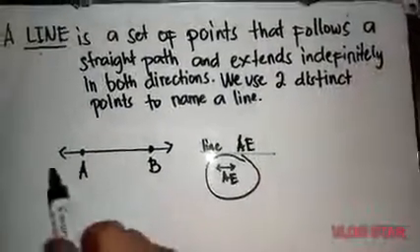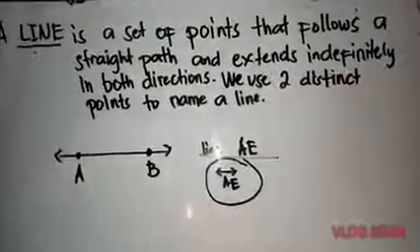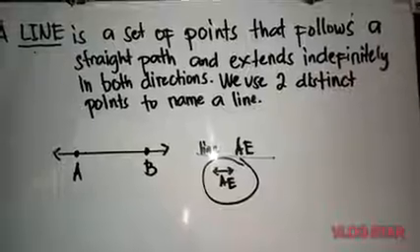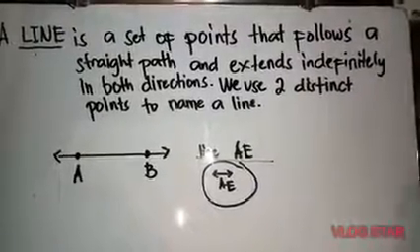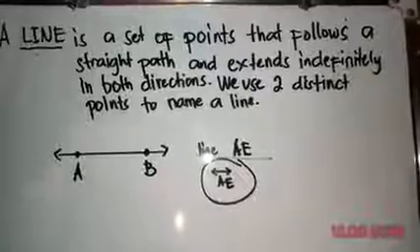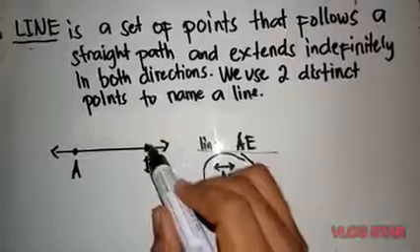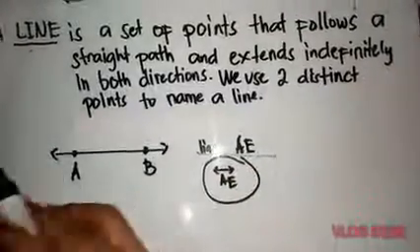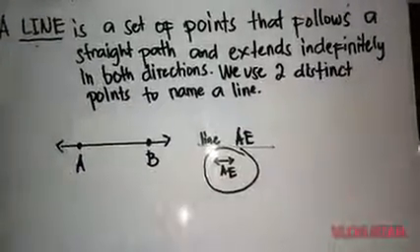You notice that there is an arrow on both sides of the line. This double arrow in the symbol for a line indicates that the line extends in both directions without an end. It means this arrow will extend over and over without an end. So that is a line.